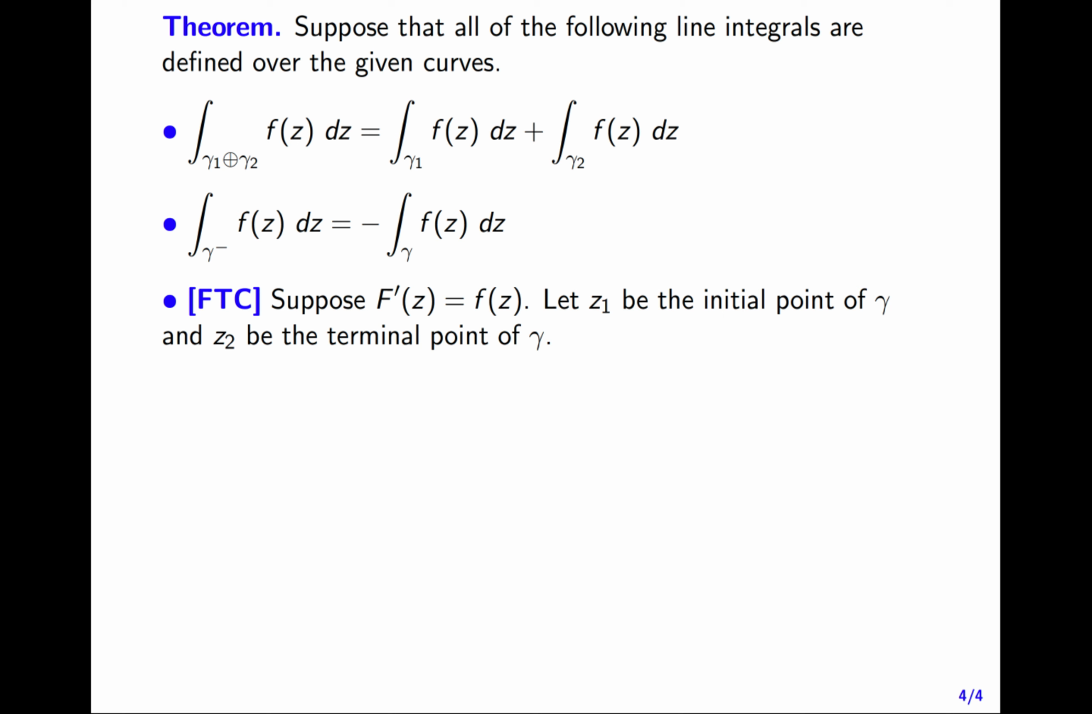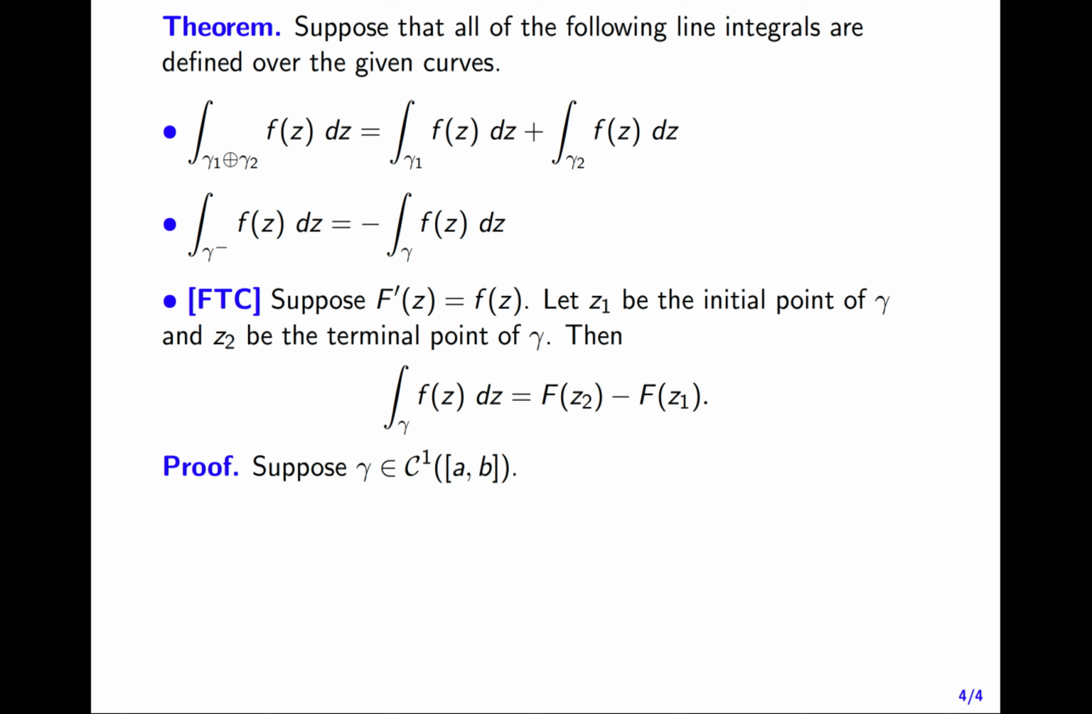And also we have a fundamental theorem of calculus for line integrals. So let's say that big F prime of z is equal to little f, and say we have a curve gamma with initial point z1 and terminal point z2. Then the integral over gamma of little f is big F of z2 minus big F of z1. So just as with the fundamental theorem of calculus for real Riemann integrals, if you know an antiderivative and you know the initial and terminal points, then you know what the whole integral is. You don't have to worry about using the definition. Let's prove this fundamental theorem for line integrals.